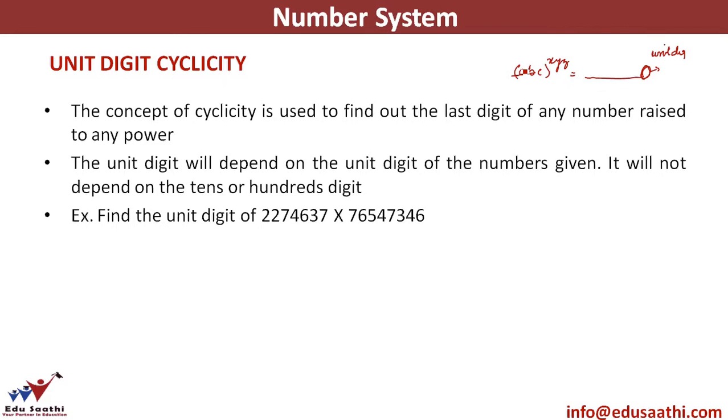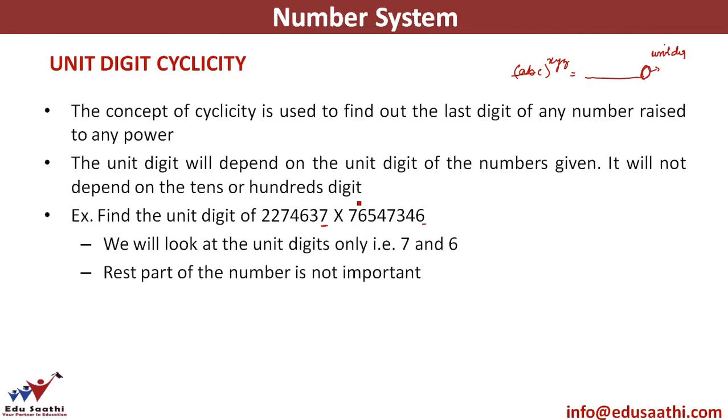Now for example, if I have to find the unit digit of this number, I will only look at the unit digit. That means I will only look at the numbers 7 and 6. The rest of the number would be immaterial to me. The final unit digit would be given by multiplication of the unit digits 7 and 6, which gives you 42. I will only keep the unit digit, which is 2. I will not look at the tens place or hundreds place digit.